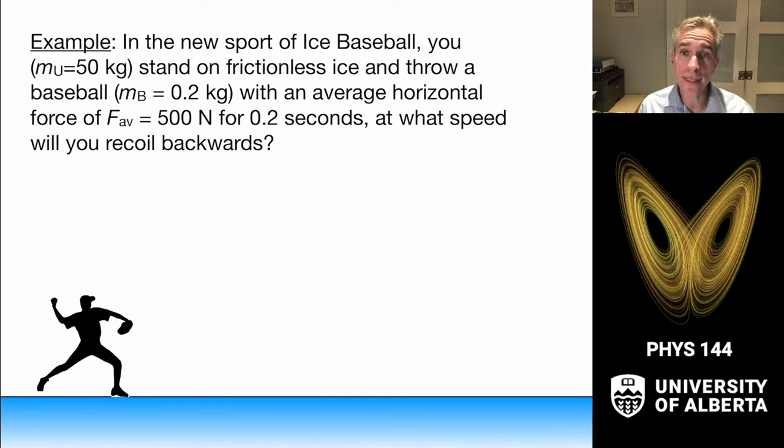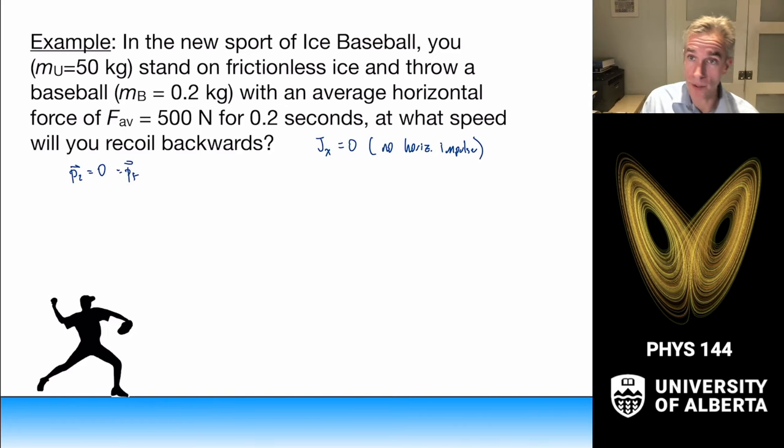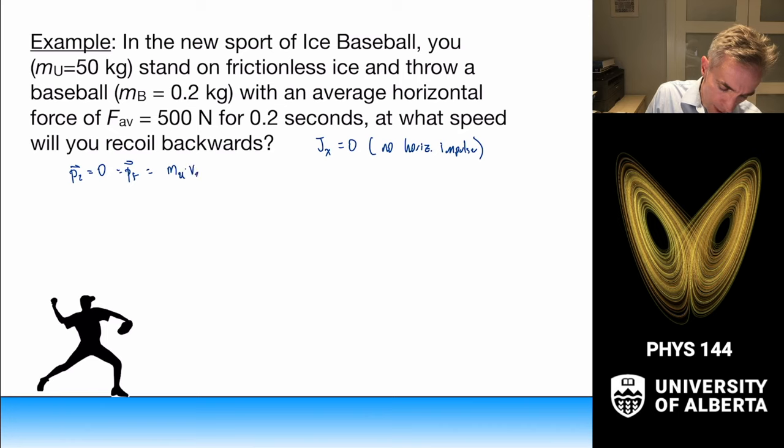Well, this is a case where all of the forces in the horizontal direction are inside this person-baseball system. As a result, we can say that there is no impulse on the system. So J in the x direction is going to be zero. This is no horizontal impulse. Thus, the horizontal momentum of the system remains constant at zero, because we will start at rest. Therefore, the initial momentum of the whole system will be zero, and that must equal the final momentum of the whole system. That final momentum is going to be the mass of you times the velocity of you, plus the mass of the baseball times the velocity of the baseball.